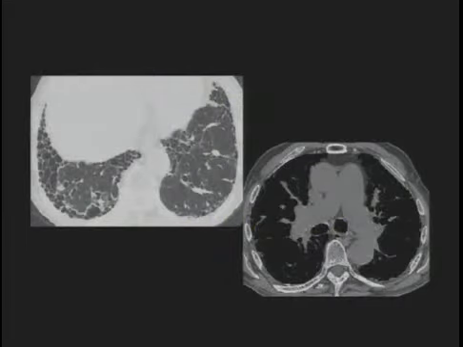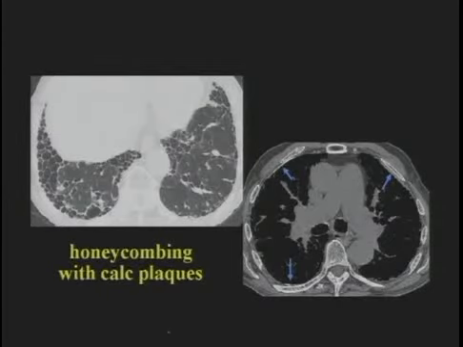Here is a patient who shows a great example of honeycombing in the lung bases, so that looks like a UIP pattern, but also recognize that he has calcified pleural plaques and he is asbestos exposed. So because he has this exposure, this cannot be IPF, but it is a UIP pattern, and we would call it asbestosis.